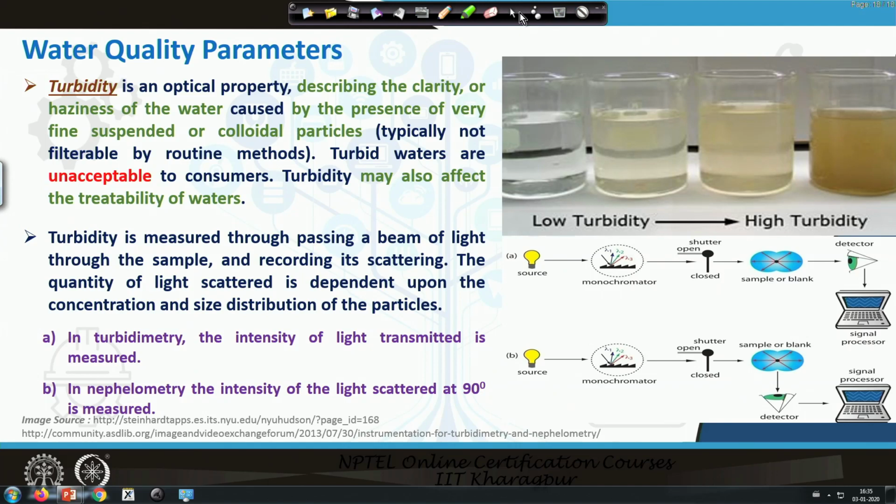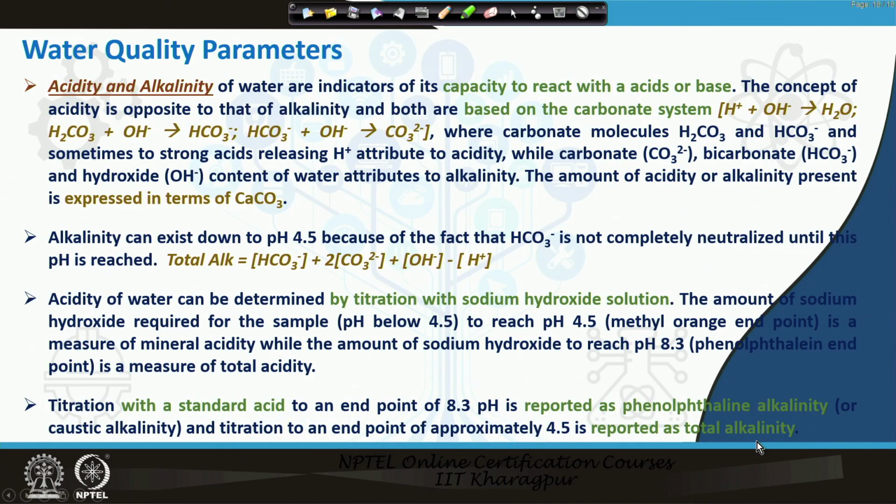The next important parameters are acidity and alkalinity. Acidity and alkalinity of water indicate the capacity to react with bases or acids. Acidity is the capacity to react with a base, and alkalinity is the capacity to react with acids. The concept of acidity is opposite to that of alkalinity, however both are based on the carbonate systems.